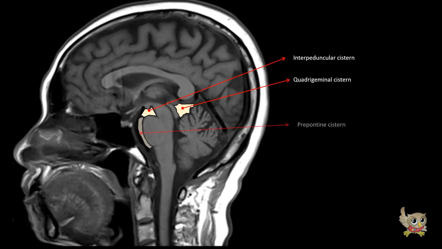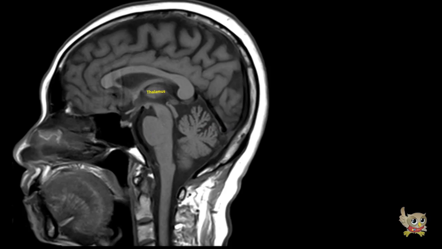In front of the pons is the prepontine cistern. And the largest of all cistern is the cisterna magna. The cisterna magna is located between the cerebellum and the dorsal surface of the medulla, which is above the level of the foramen magnum.